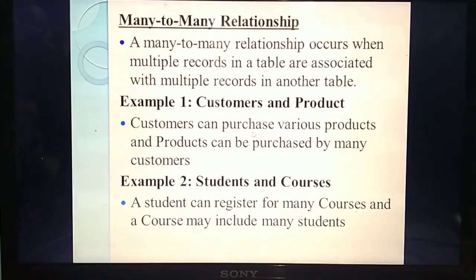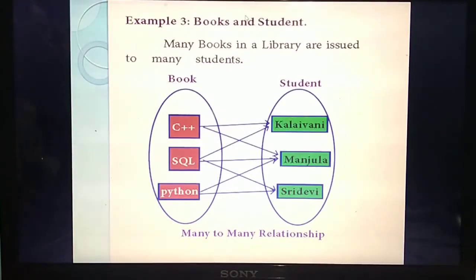Whether a shop will have only one pen? No. Number of pens will be there. So 10 customers can buy 10 pens. Even 10 customers can buy 100 pens. So likewise, many to many: customers and products. Understand? Many customers can buy many things. Likewise, students and courses. Lot of courses will be there. Any student can choose any number of courses. Understand? And books and students.